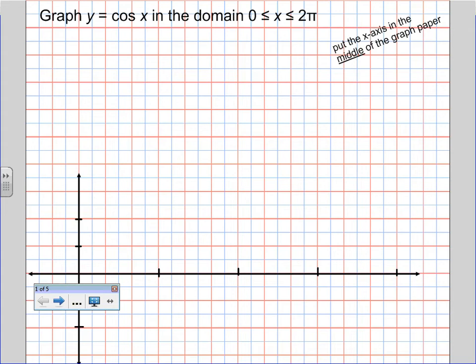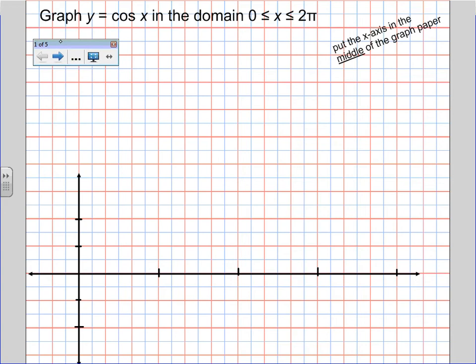All right. I'd like you to get your graph paper, and the first thing I'd like you to do is, in the middle of the graph paper, approximately, draw a horizontal x-axis. And then set up the axis the same way we did when we graphed one cycle of y equals cosine x in the domain 0 to 2 pi. Then play the recording once you've set up your axes.